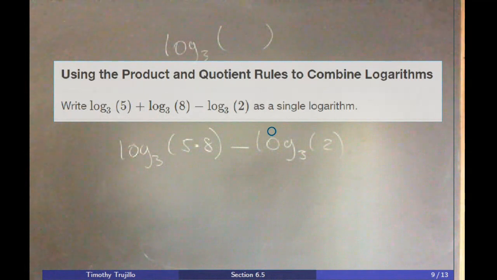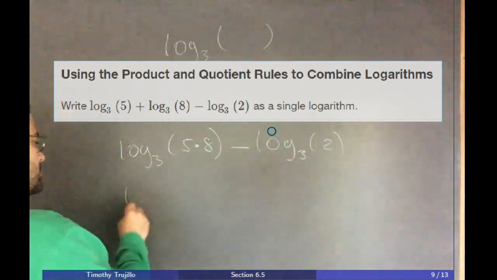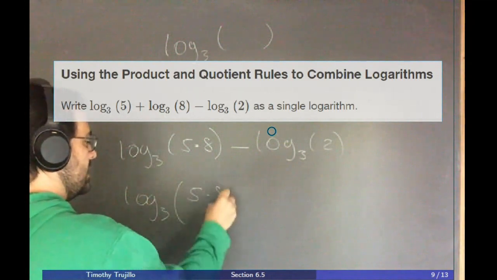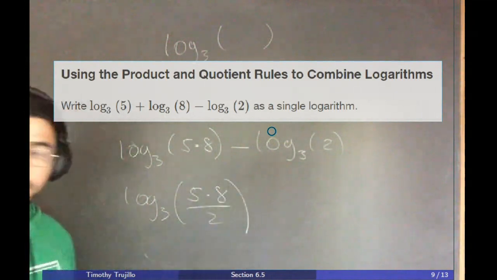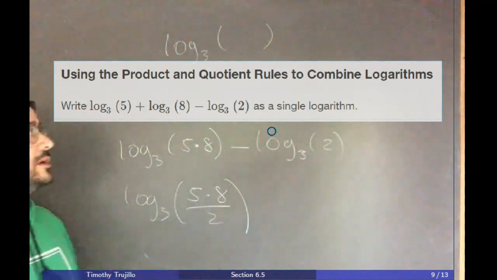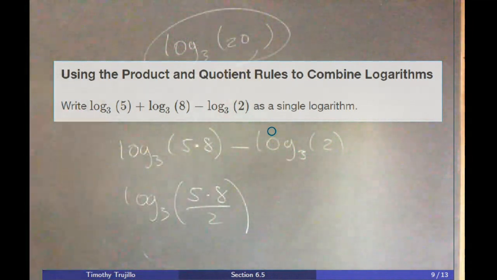And 5 times 8 is 40, so you could have written it as 40, but I'm just going to leave it as 5 times 8. And then subtraction means you divide by 2. So this is the log base 3 of 5 times 8 divided by 2. And 5 times 8 is 40. 40 divided by 2 is 20. So here, to write it as a single logarithm, it's log base 3 of 20.